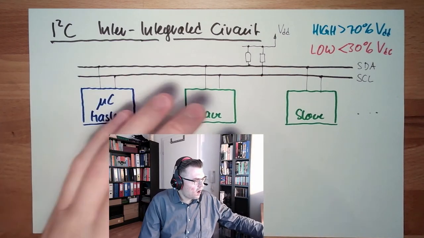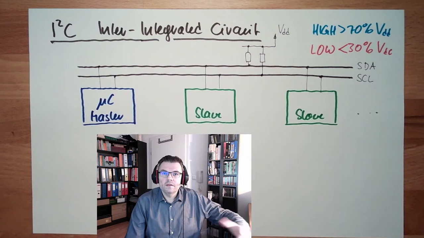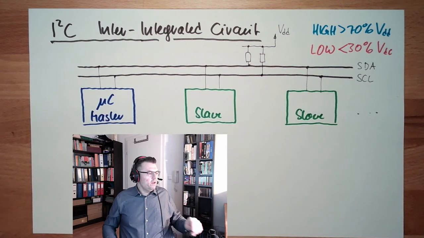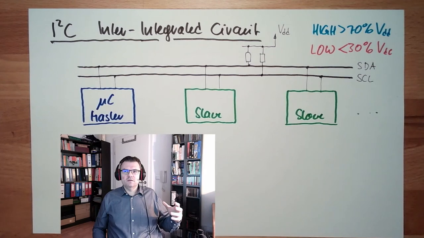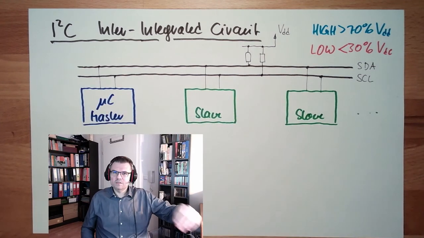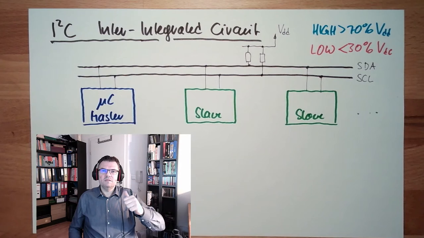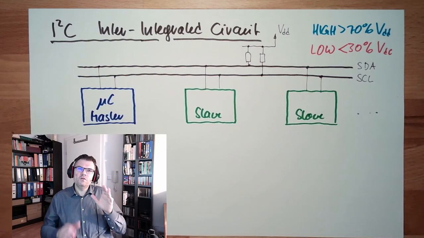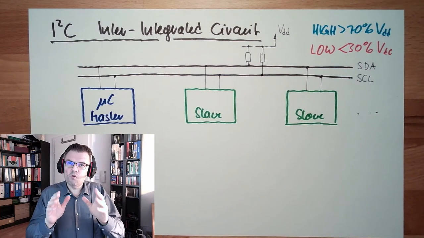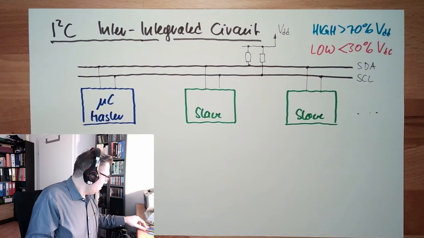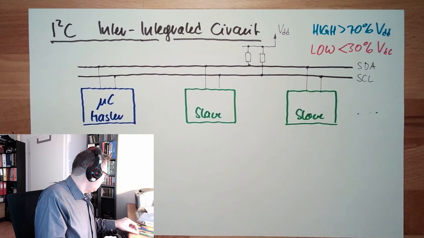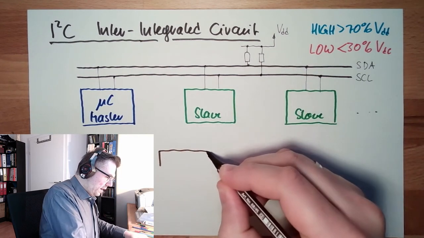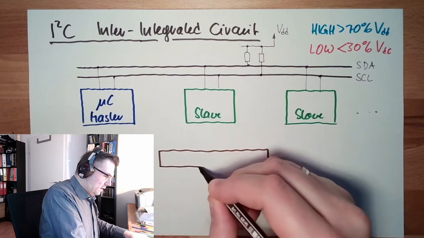How is this communication now working? The communication always starts with the address. Each element has one address, and an address consists of 7 bits. The first byte sent by the master is always the address byte, and of course a byte is 8 bits.